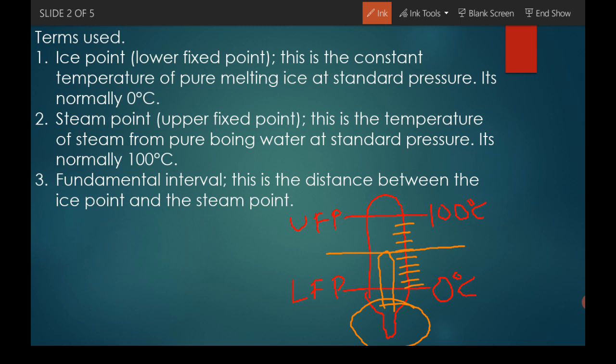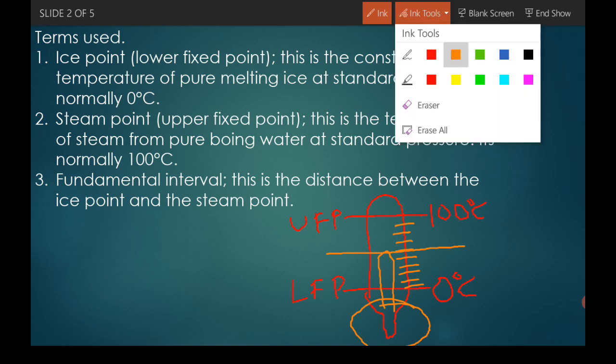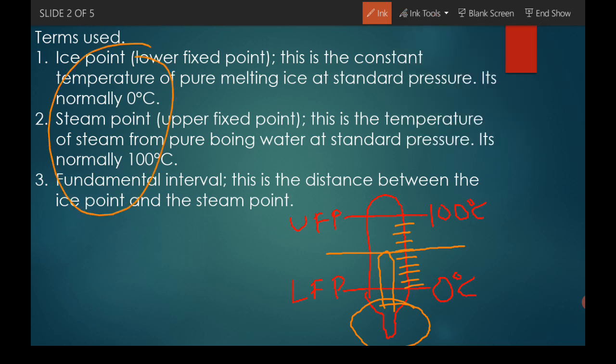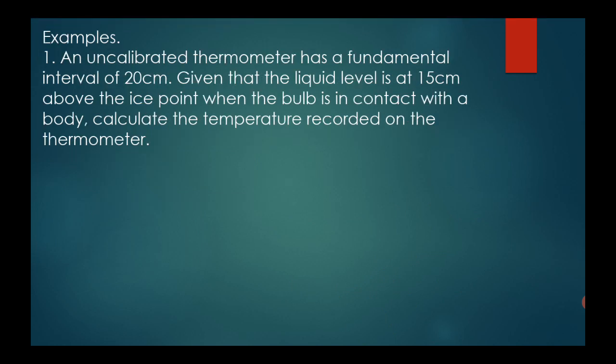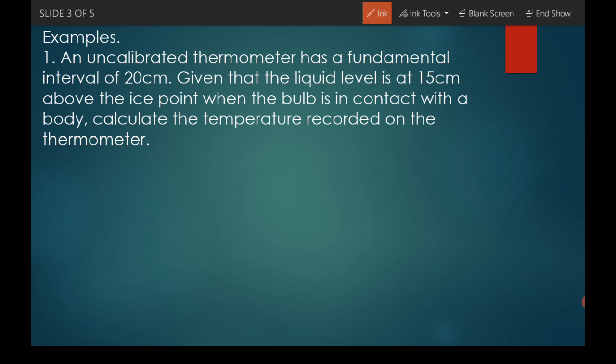So in our discussion this morning, I want us to use those terms. There are the three terms, these ones here, and we determine the temperature of a body. You can have these examples here. Number one says that an uncalibrated thermometer has a fundamental interval of 20 centimeters. Given that the liquid level is at 15 centimeters above the ice point, when the bulb is in contact with a body, calculate the temperature recorded on the thermometer.